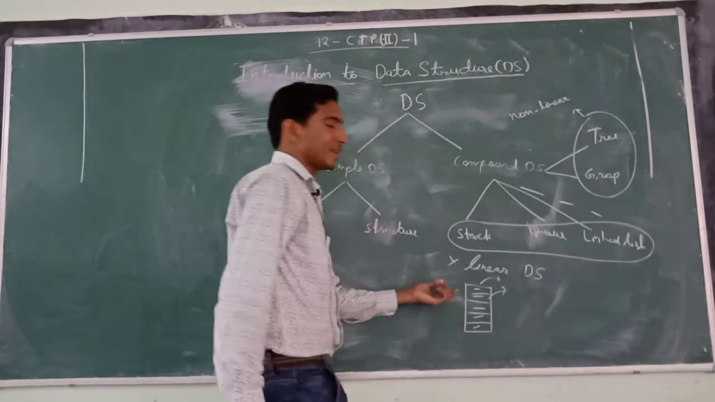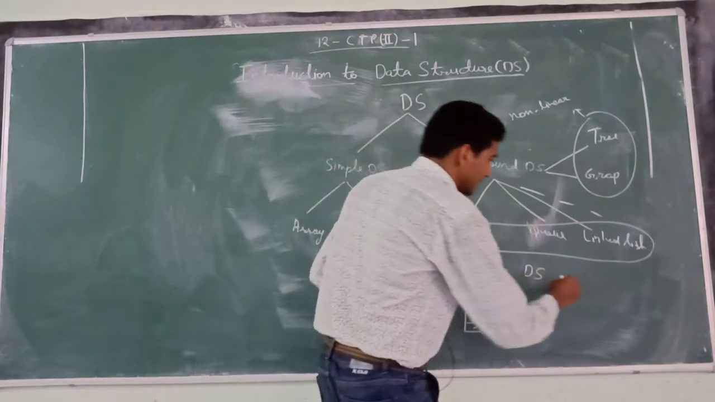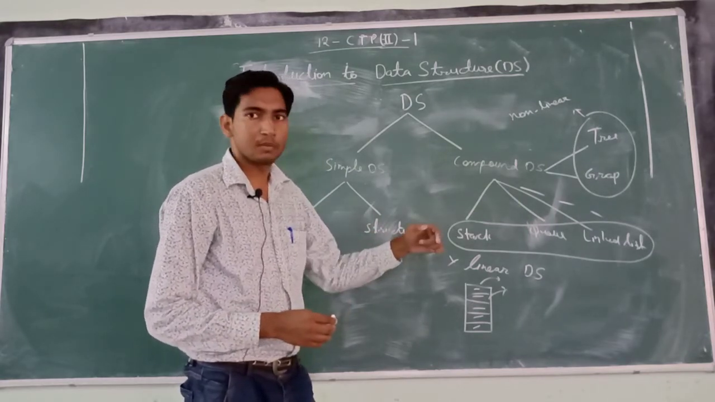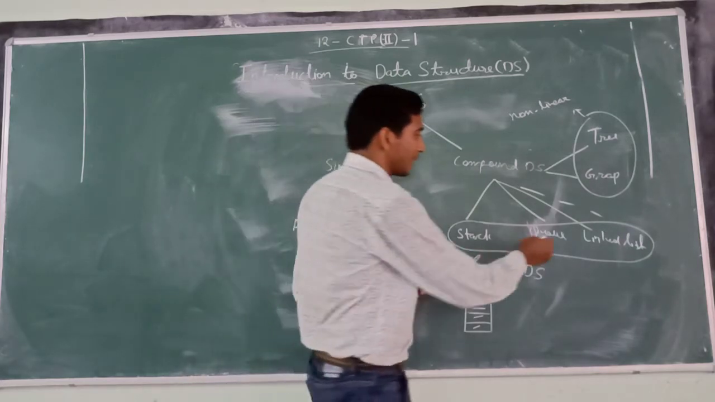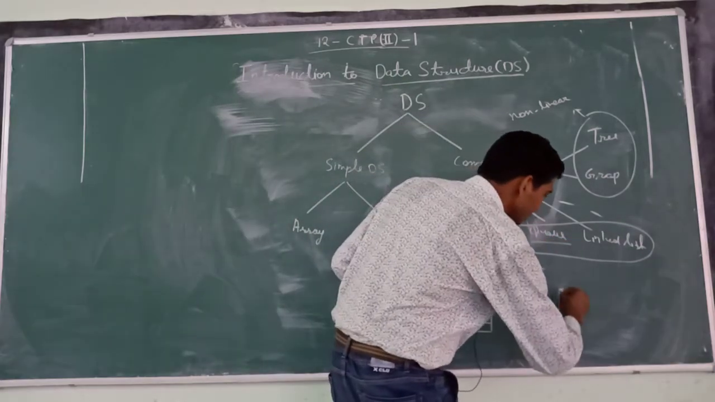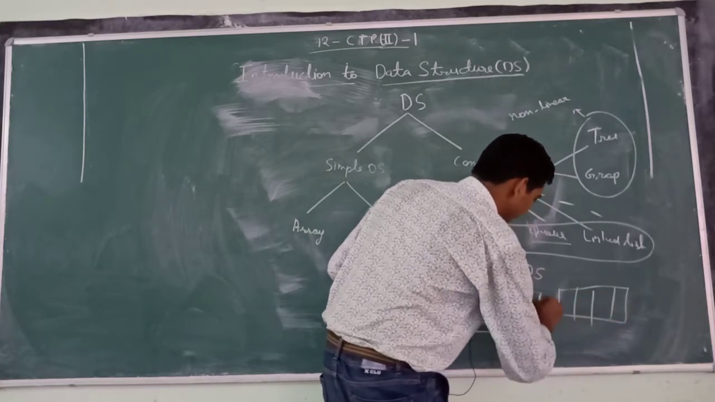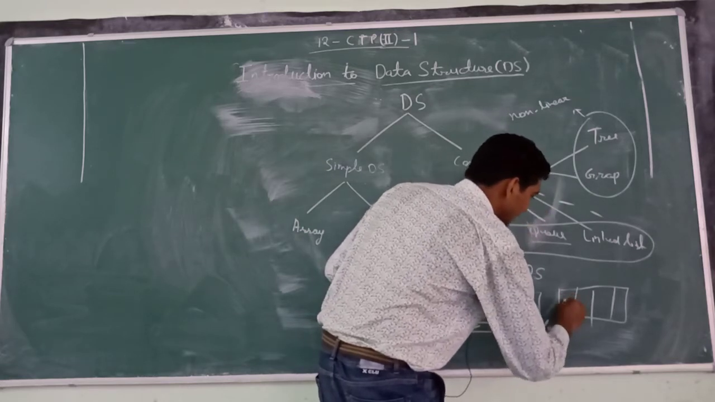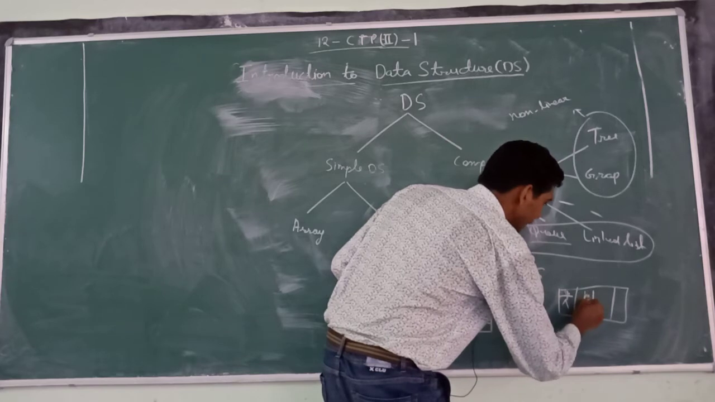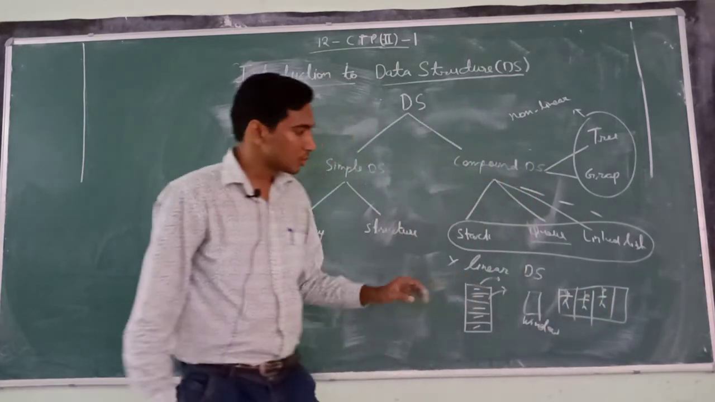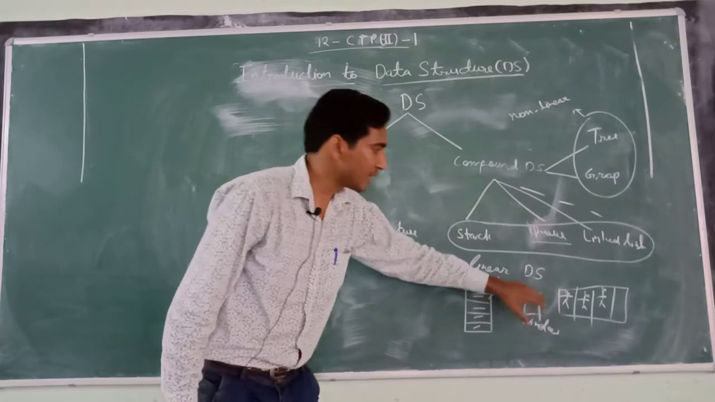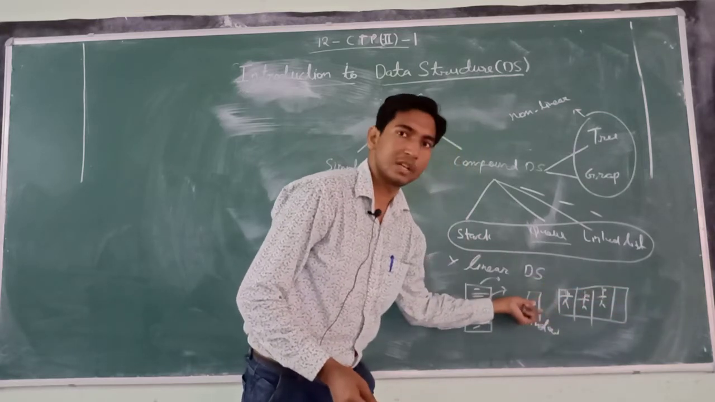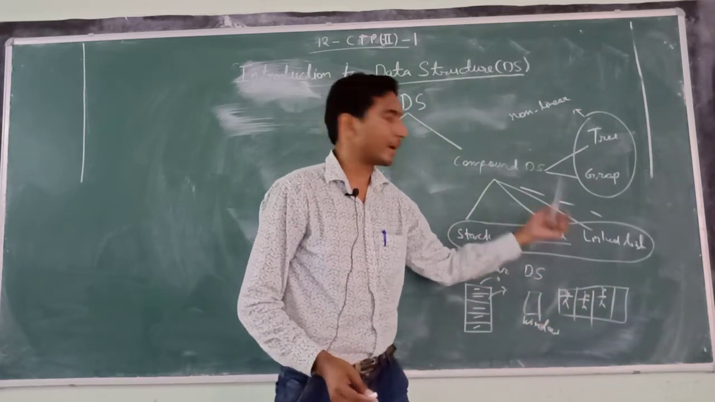Okay, so this is a structure, and a queue: take an example of a cinema hall and ticket window. In the ticket window there is a huge number of people in line, and that scenario is represented by a queue. So a queue is something like this, and here is our ticket window, and here is person 1 and here person 2. So here is a window, and in front of the window there is a queue of persons. Whenever a new person comes, they come at the end, and whenever a person leaves, they leave from the front. So this type of scenario is represented by a queue.